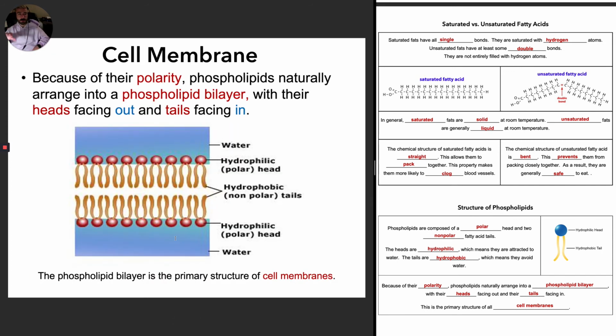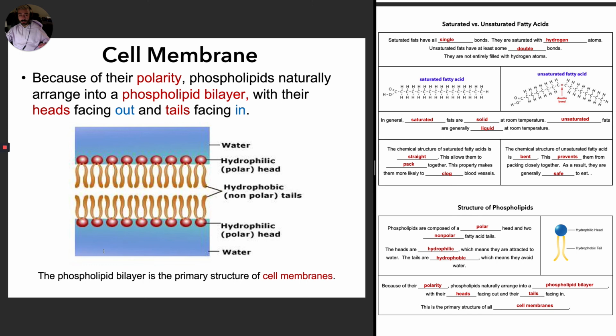Now here's what this has to do with the cell membrane. Because of their polarity, when they're put in water, phospholipids naturally arrange into what we call a phospholipid bilayer. Bi meaning two layers, so two layers. And their heads face out and their tails face in. So here we see water on either side, and then we see the hydrophilic polar heads. And it makes sense that they'd be right next to water, because these will associate with water.